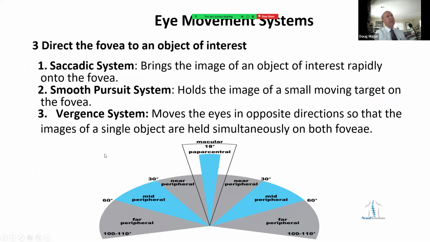Now go to the three eye movement systems, and I think you're more associated with this, but just quickly to review, the three that direct the fovea: the saccade system that brings that image, the one that has some volitional control; pursuit, that holds the image when it's slower; and then the vergent system that moves the z-axis up close and far away to keep that image directly on the fovea.